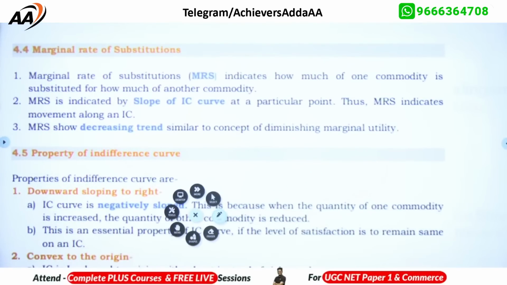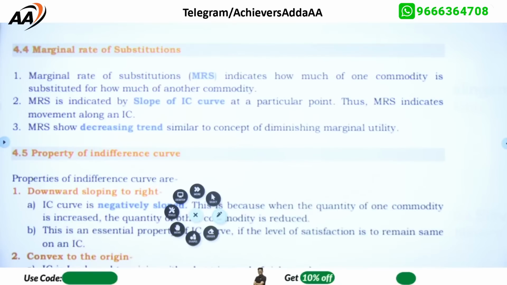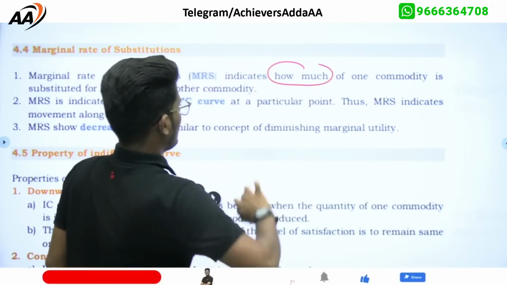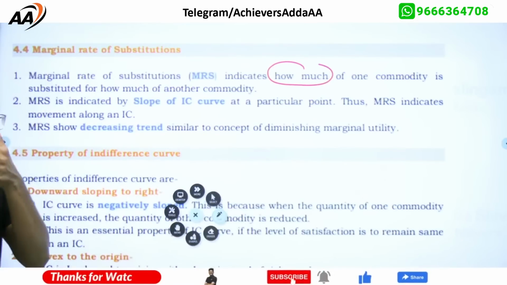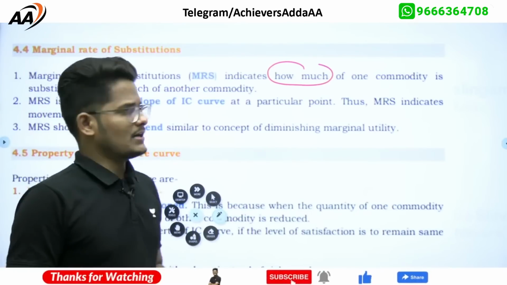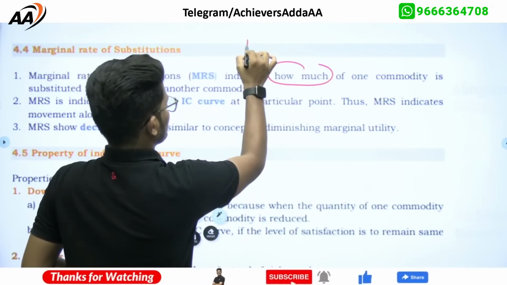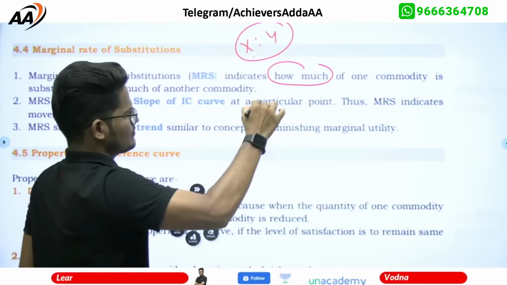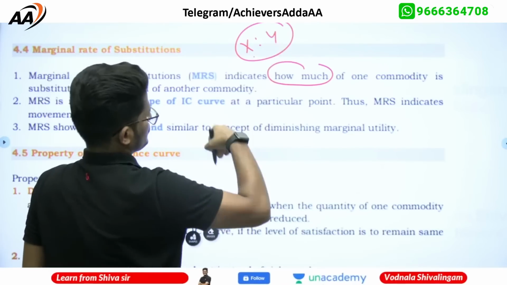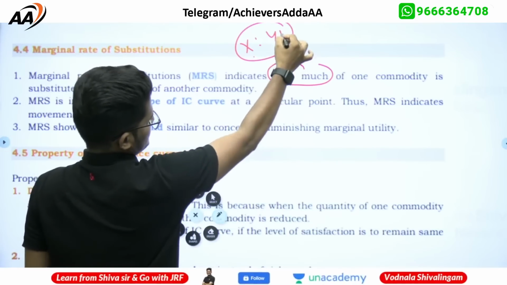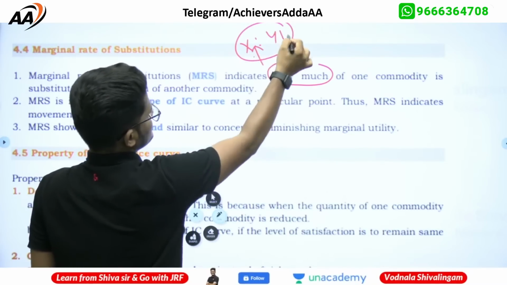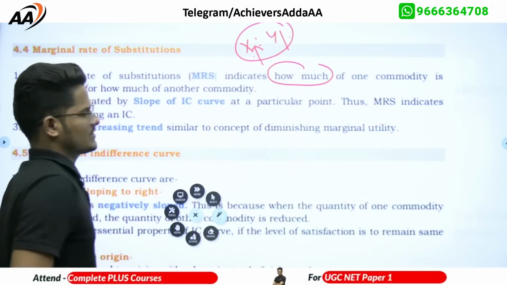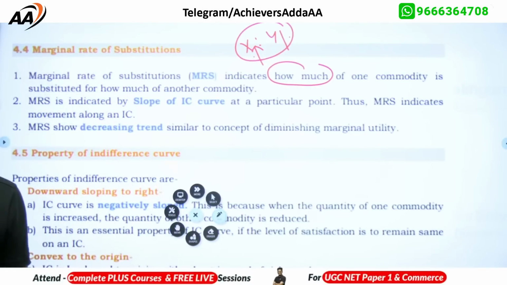So the first one is the marginal rate of substitution, MRS. Marginal rate of substitution means how much of one commodity is substituted for another. It is the ratio of substitution between two commodities, X and Y. To increase X consumption, how much Y do I have to sacrifice? To increase Y consumption, how much X do I have to sacrifice? That's what comes under this.